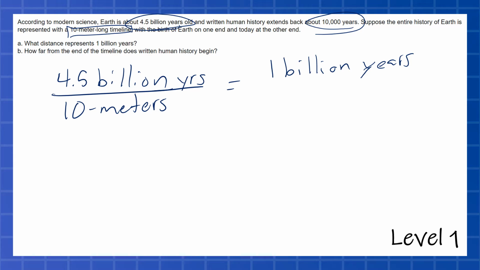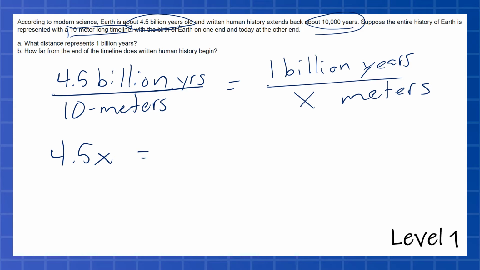And so all we're going to have to do is find x meters. Notice that my billions of years and my meters line up. They're in the same place. And we're going to solve that proportion by going ahead and cross multiply and divide. So we get 4.5x equals 10, and so x equals 10 divided by 4.5.